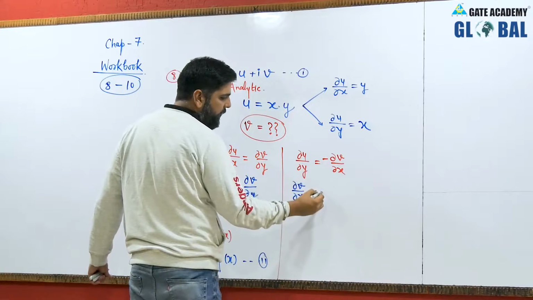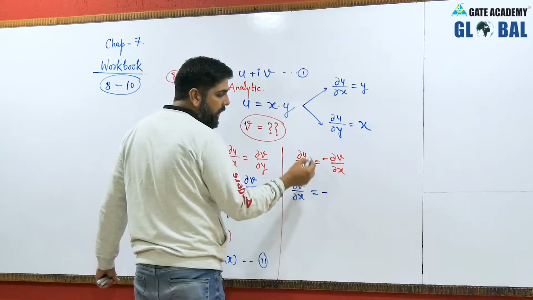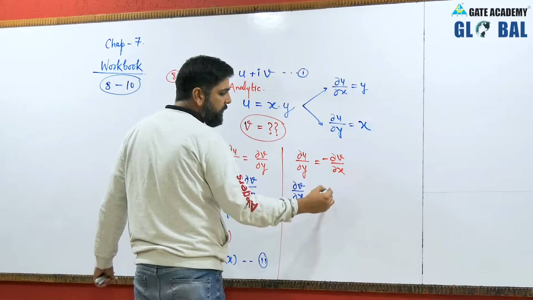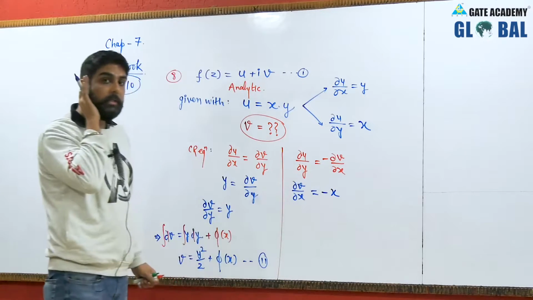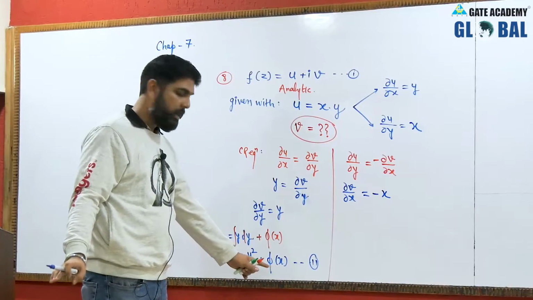So I am applying here minus. So del v by del x is nothing but what? Del u by del y with minus sign. And the value of del u by del y is nothing but x. So I am having here x. Now what is the value of v? So the value of v is nothing but y square by 2 plus phi of x.